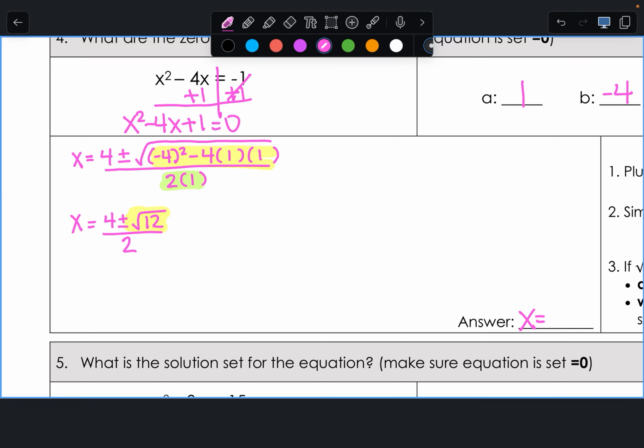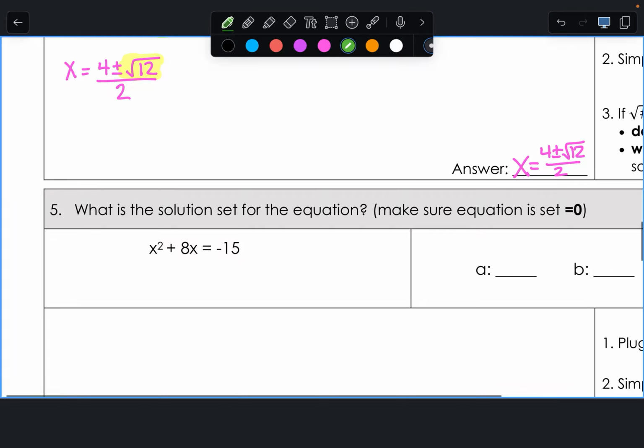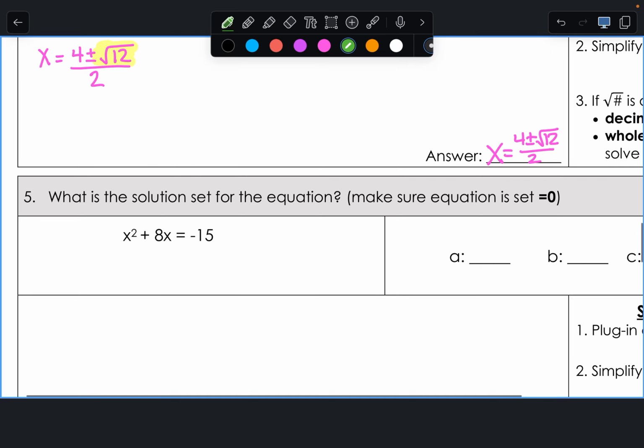It's much nicer when it gives you a decimal, but you don't always get a decimal. So it's 4 plus or minus the square root of 12 over 2. Ready? All right. What do we need to do? We need to add the 15.